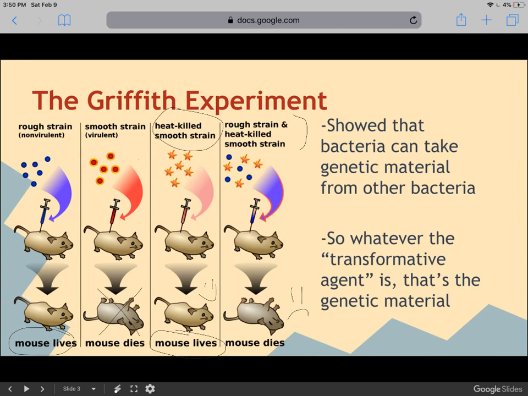And so what they realized was that the smooth bacteria that were dead, something in them was getting transferred to the rough bacteria, and it was turning the rough bacteria into smooth bacteria. And once that happened, they killed the mouse. So there was something transferring from the dead bacteria to the live bacteria. And they knew whatever was transferring, that had to be the genes, that had to be the genetic material, because that was allowing that bacteria to change. And they called this process transformation.